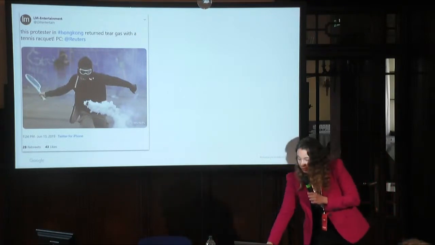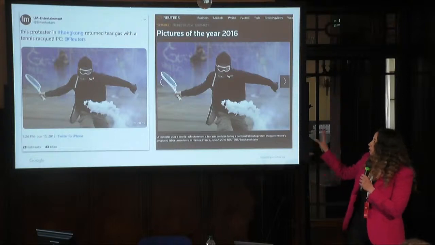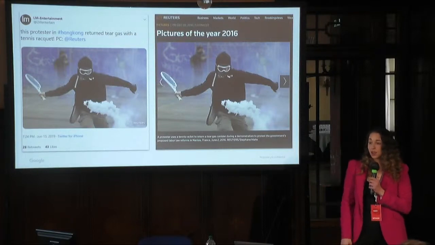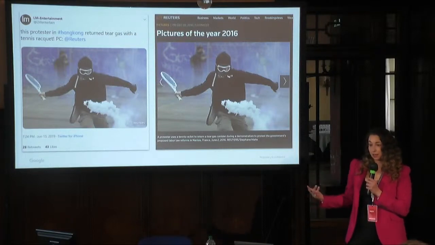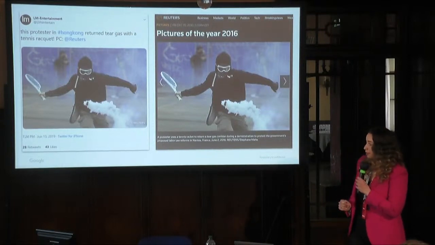However, if we upload that into Google Images, we can see that that is a real image, but it was actually used from Picture of the Year from Reuters in 2016, and it was actually from a demonstration in France, okay? So that image was completely taken out of context. And it happens, of course, a lot, so it is something that we need to think about.